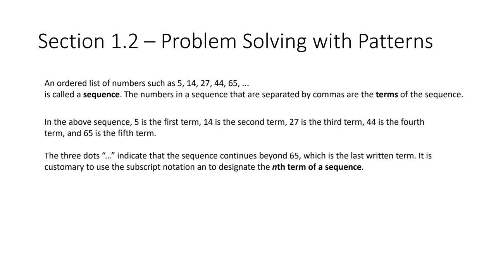The three dots at the end are supposed to indicate that the list continues. So you should be able to find the next term and the following one and the following one. This list of numbers is usually infinite, so you're trying to predict what is the next number on the list. It says the dots indicate that the sequence continues beyond 65, which is the last written term. It is customary to use subscript notation to designate the nth term of a sequence. So when we ask what is the nth term of a sequence, we're asking for the formula that generates any number.